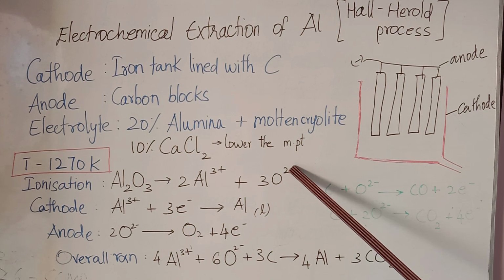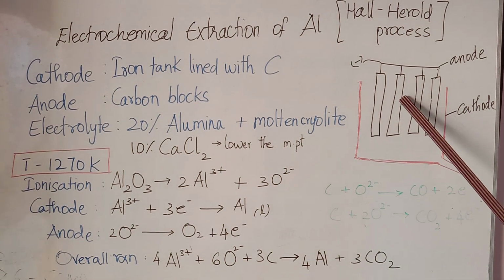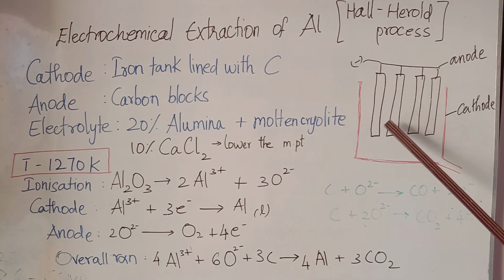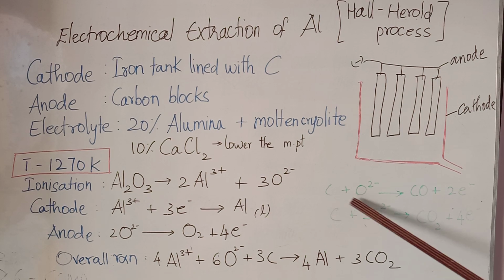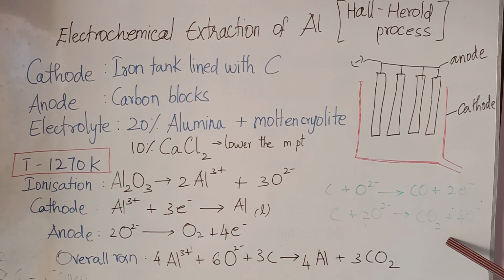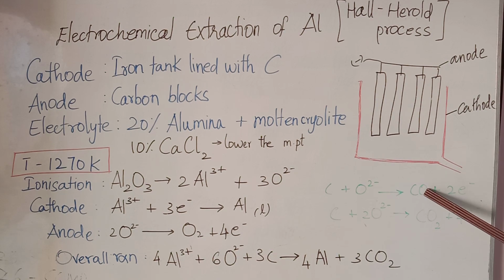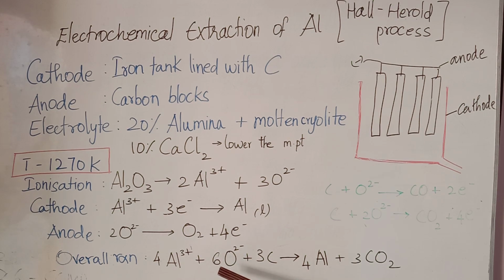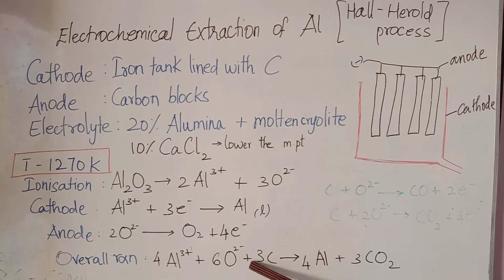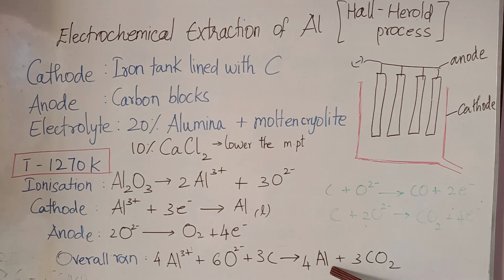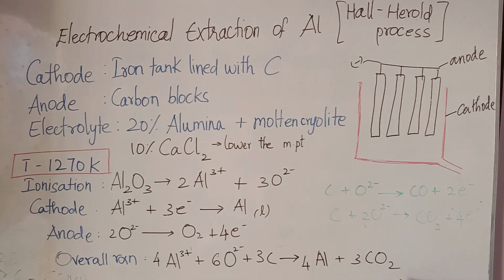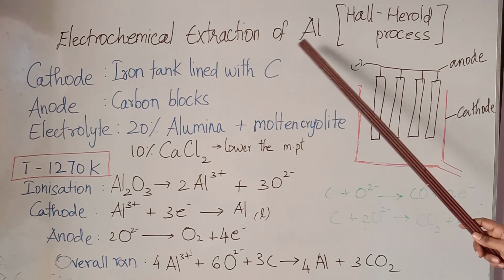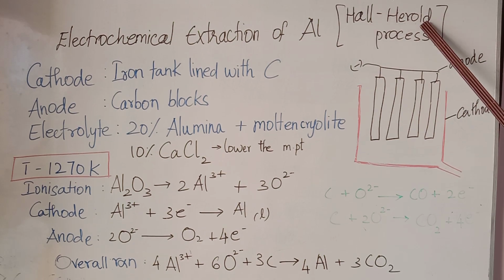This O2 reacts with the anode carbon blocks. These are the anode carbon blocks. So this O2- reacts with the carbon to become CO or CO2. This reaction also takes place. So the overall reaction is 4Al3+ plus 6O2- plus 3C gives 4Al plus 3CO2. This is the electrochemical extraction of aluminium. This process is called the Hall-Héroult process.